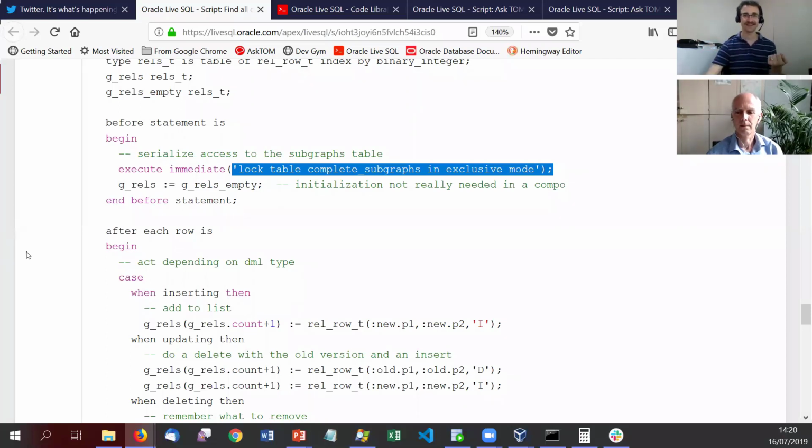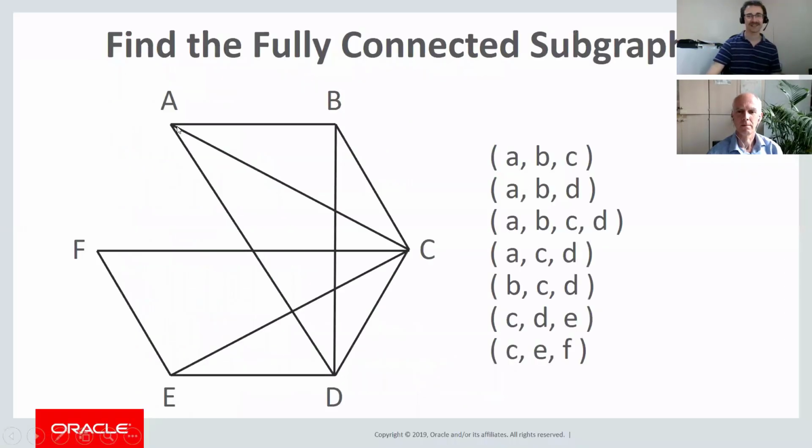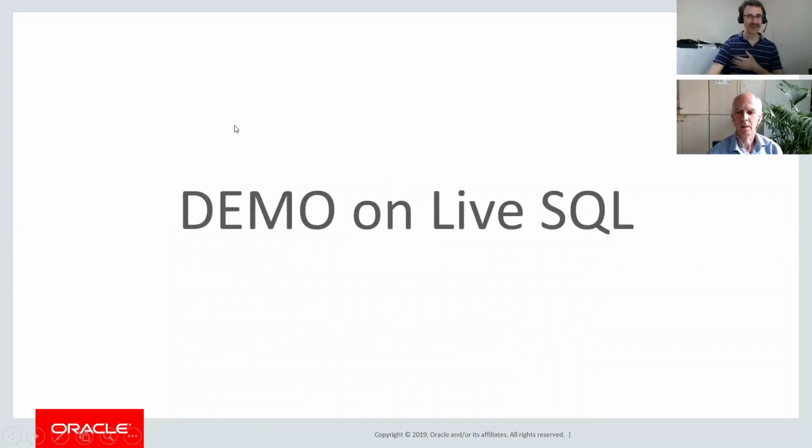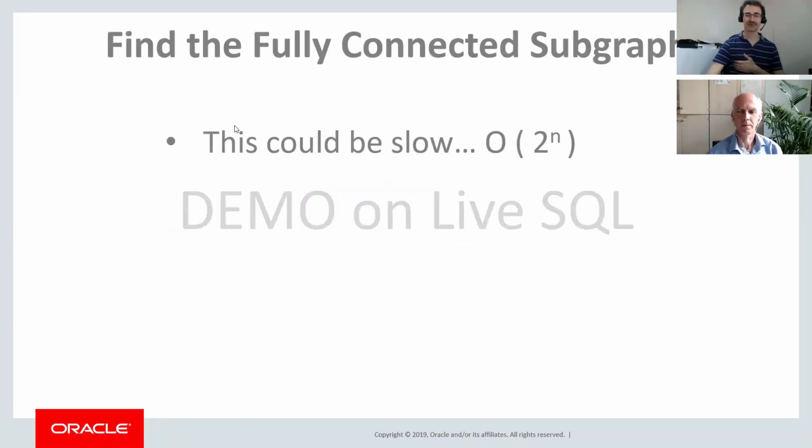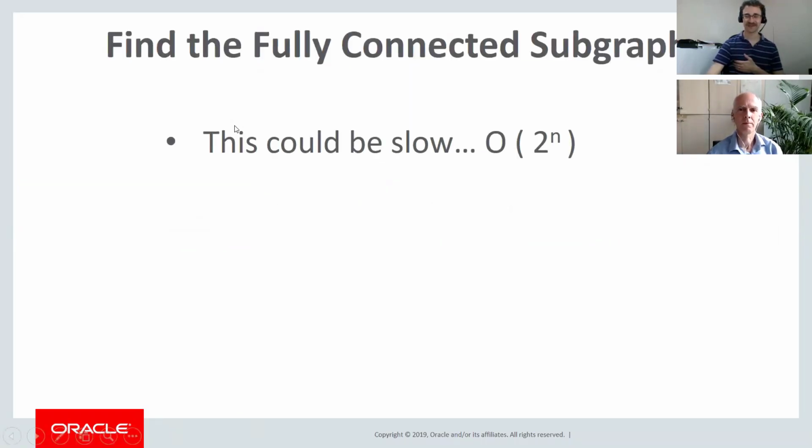This is a great question, the scaling question. If I go back to the slides quickly, there is a general problem with solving this problem. It could be very, very slow. If you're familiar with big O notation, we are talking 2 to the n. What that means is if we've just got 10 vertices, there are over 1,000 possible subgraphs.